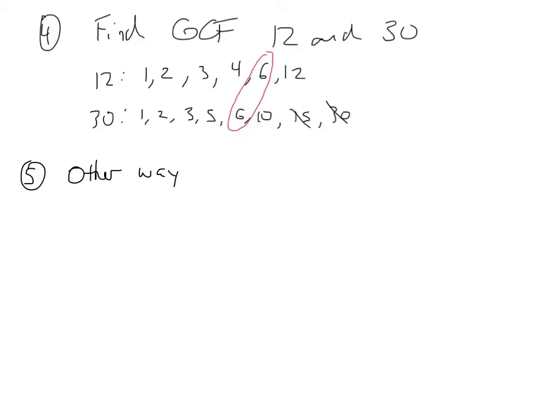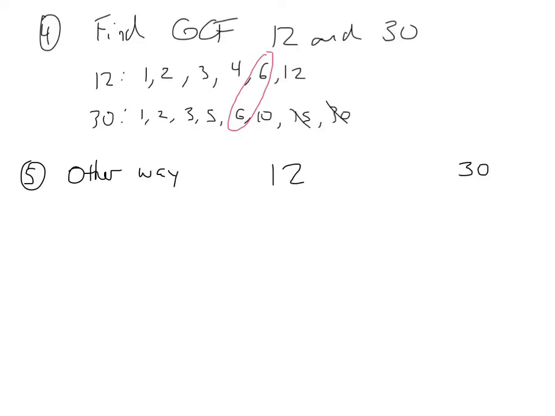All right, now there is another way of finding the greatest common factor. Okay, so let's try it a different way. What we're going to do, we're going to find the greatest common factor of 12 and 30 again. And we already know it's 6, but let me show you the other way. The other way would be to write the prime factorization of each number. So we're going to look at 12 and 30 again.